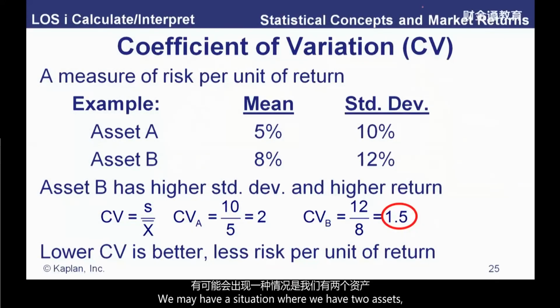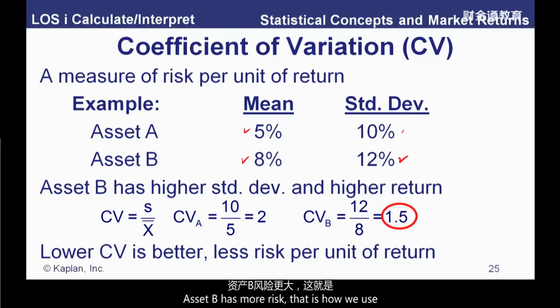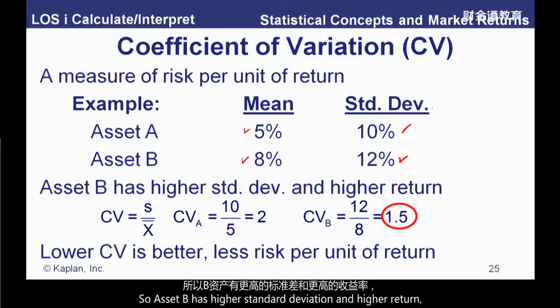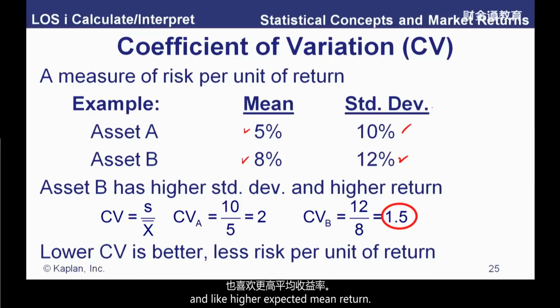Coefficient of variation. We may have a situation where we have 2 assets. This asset has a higher expected return, 5% on average, than this asset, which has a lower expected return, but asset B has a higher standard deviation. Asset B has more risk, which is how we use standard deviation in finance, a measure of the uncertainty about the outcomes or the risk of holding a certain security or portfolio. So asset B has higher standard deviation and higher return. But we think investors dislike risk, standard deviation, and like higher expected mean return. So how do we do this trade-off? How do we figure out which of these is more attractive?